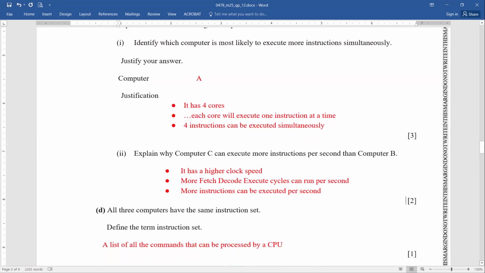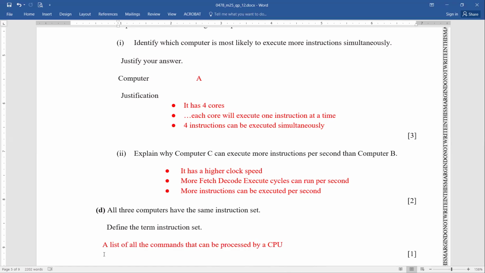Now, all 3 computers have the same instruction set. Define the term instruction set. This is such a simple definition that can be understood and learned by you in a short span of time. Instruction set is basically a list of all the commands that can be processed by a CPU. Just remember, list of all the commands. A CPU is meant to process the commands, the instructions it is given. So it is a list of all the instructions or commands that can be processed by the CPU.